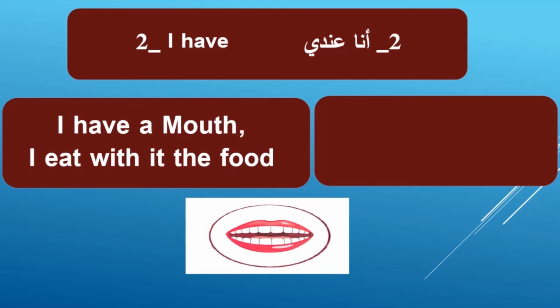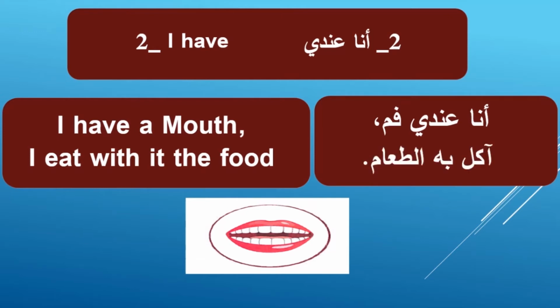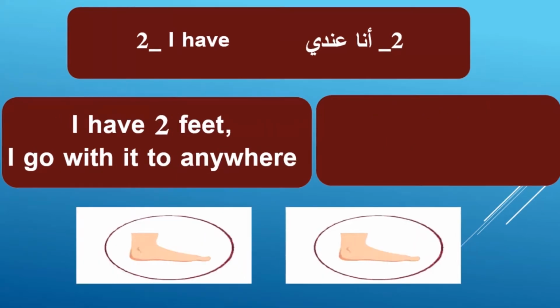First, أنا عندي فم. Mouth means فم. So you have to say أنا عندي فم. آكل به الطعام. آكل, I eat. به, with it. الطعام, the food. أنا عندي فم آكل به الطعام. Repeat after me. أنا عندي فم آكل به الطعام. Perfect. So let's make another sentence with أنا عندي.